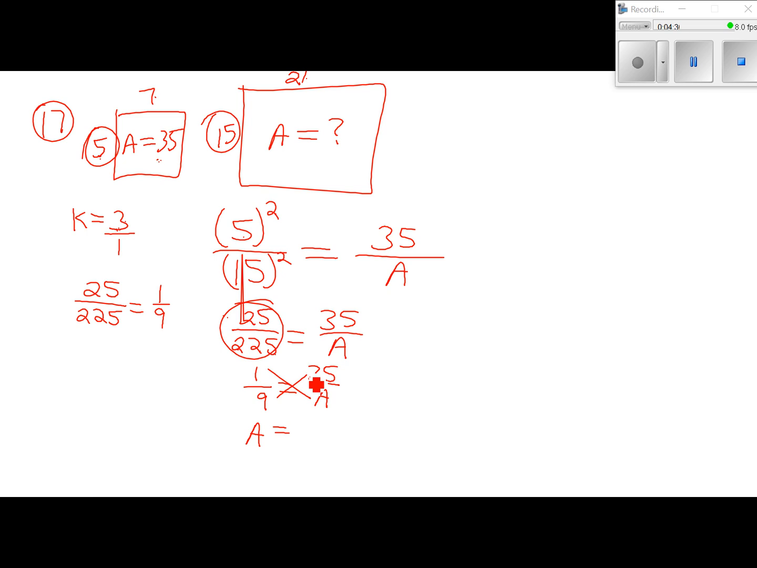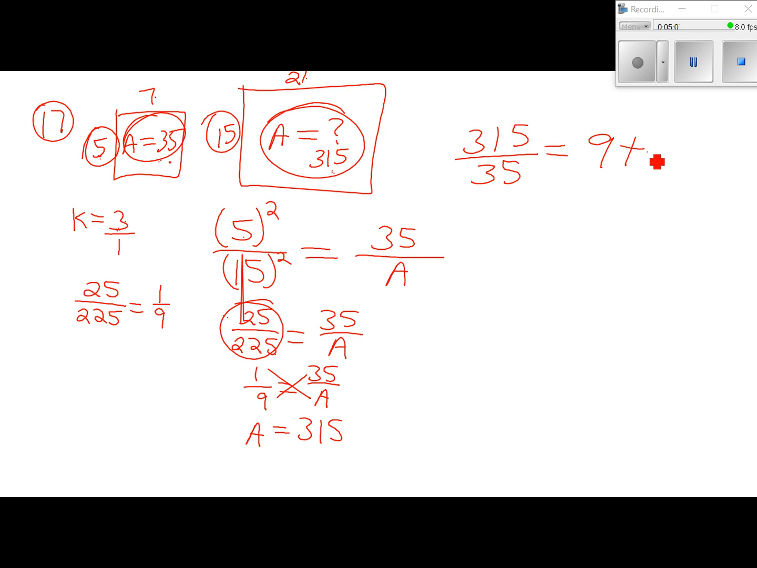Going this way, grab your calculator. 9 times 35 gives you 315. That means the area here is 315, but that's not our answer. They ask us how many times bigger this area is than this. Well, all I'm going to do to figure out how many times bigger it is is take the 315 and divide this area by this area, and that's going to tell me how many times bigger 315 is than 35. So 315 divided by 35, and I get 9. So it's 9 times bigger.